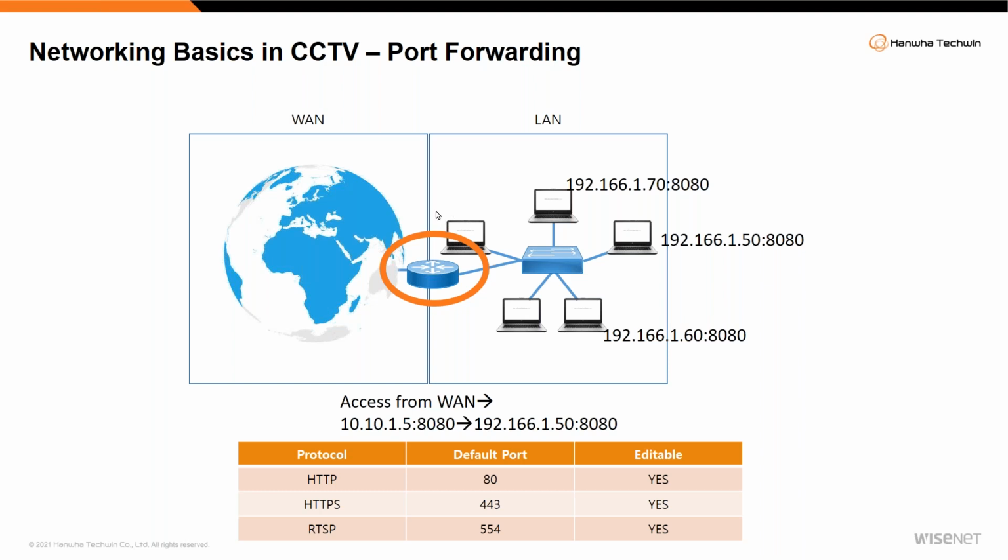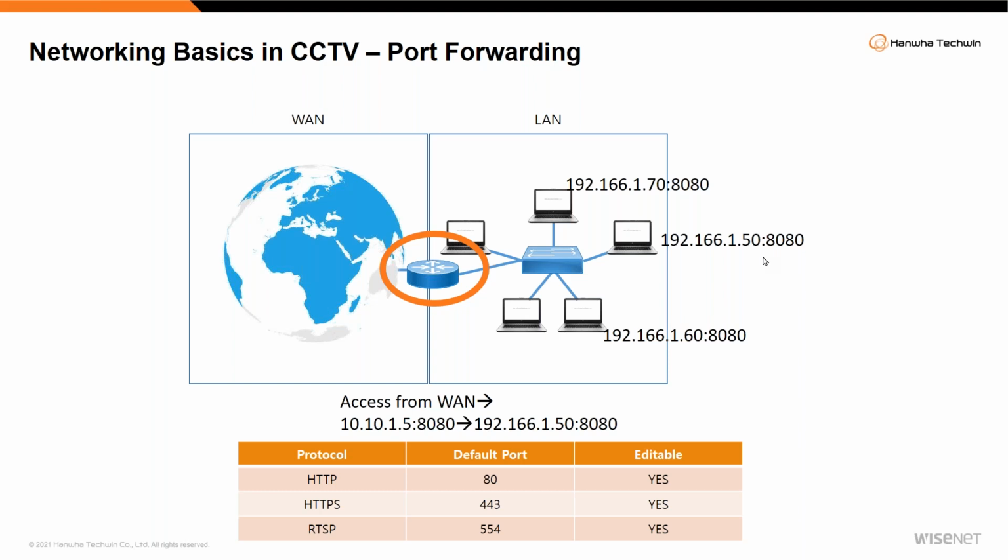So port forwarding means your local LAN, right? You have an IP address like 1.70, 1.50. All of you in your office have only one internet connection, but there are so many PCs. You're not buying so many internet connections. So who's doing that job? The router is managing your request, taking it from the internet and sending it back to you.